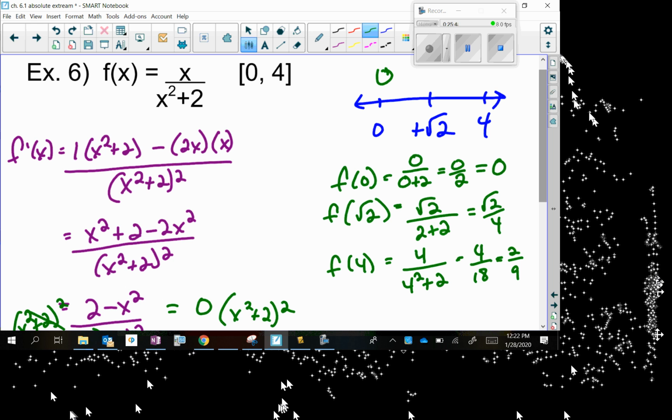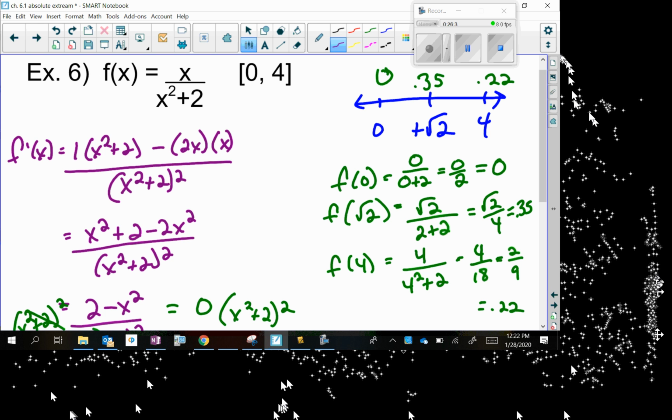So let's check it out. Put them on your calculator, right? And we get radical 2 over 4. So this is where decimals definitely come in handy, right? Radical 2 over 4 gives us 0.35 and 2/9 gives us 0.22. So at radical 2, we've got 0.35. And at 4, we have 0.22.